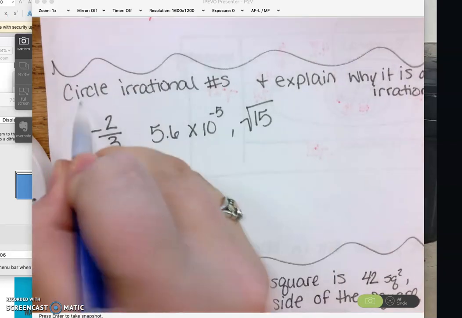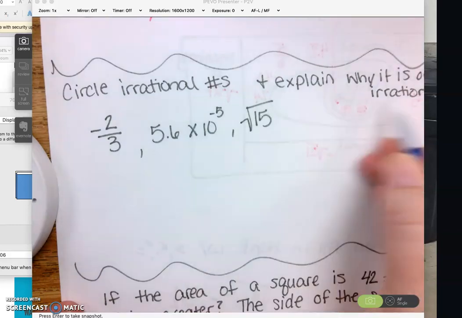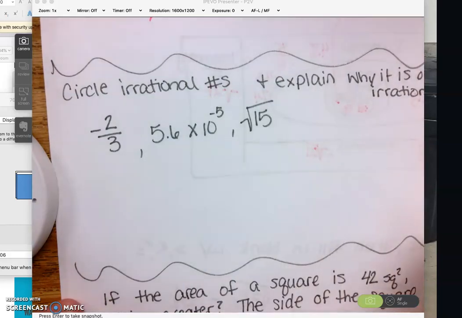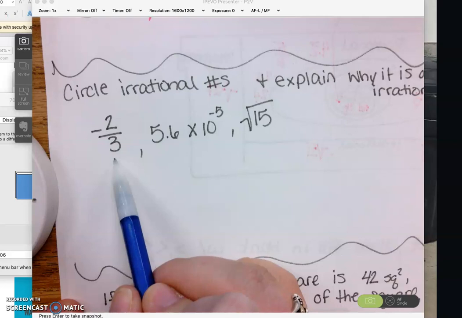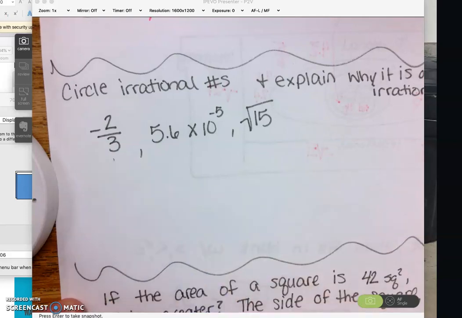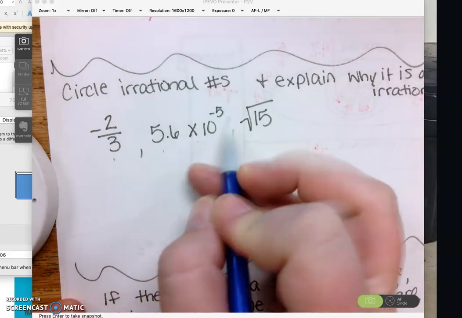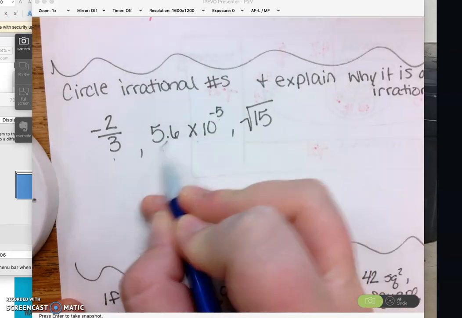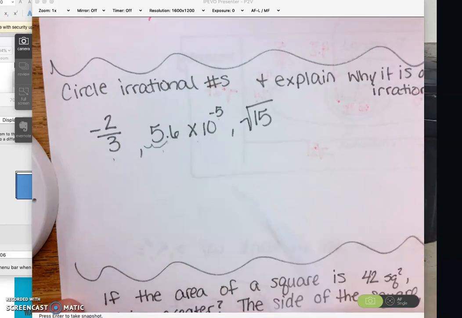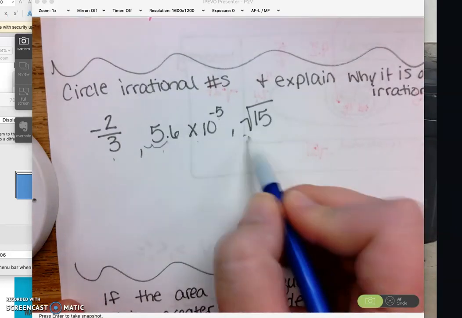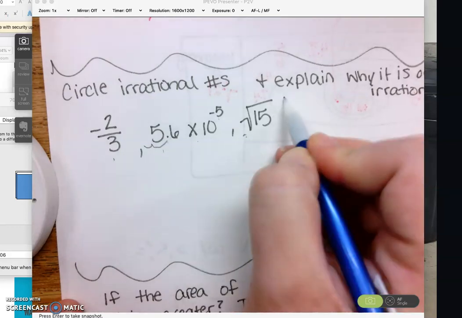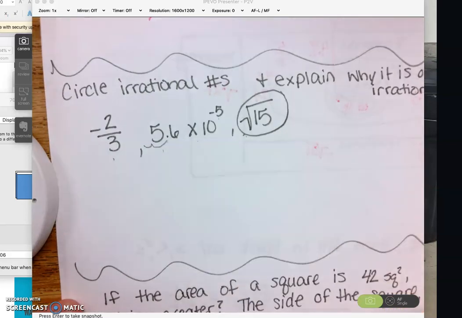All right, this you have to circle the irrational numbers and explain why it is or is not irrational. So first, 2/3 is a fraction, so it's rational. 5.6 times 10 to the negative fifth. If I move my decimal, it's going to be a really small decimal, but it's going to be a decimal, so that is rational. Square root of 15. Irrational. It's not a perfect square. So I'm going to circle it.